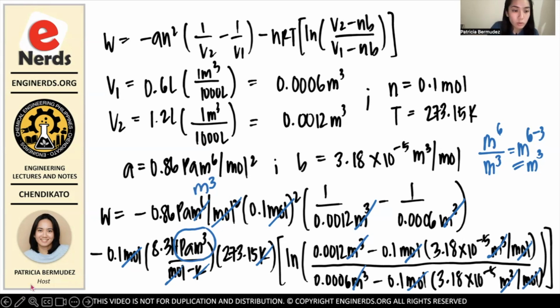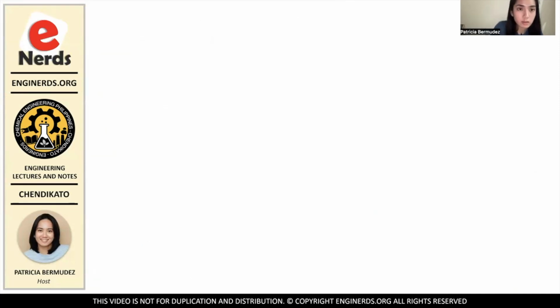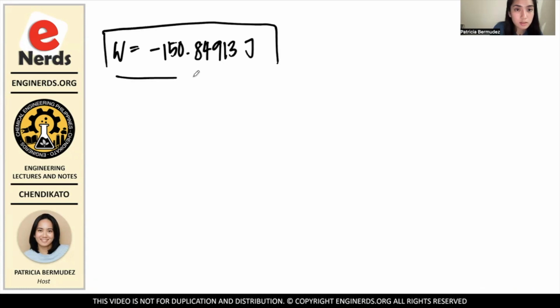So, now, what we have to do is just calculate. So, calculating, we have our work equal to negative 150.84913 joules. And that is the answer for the problem.